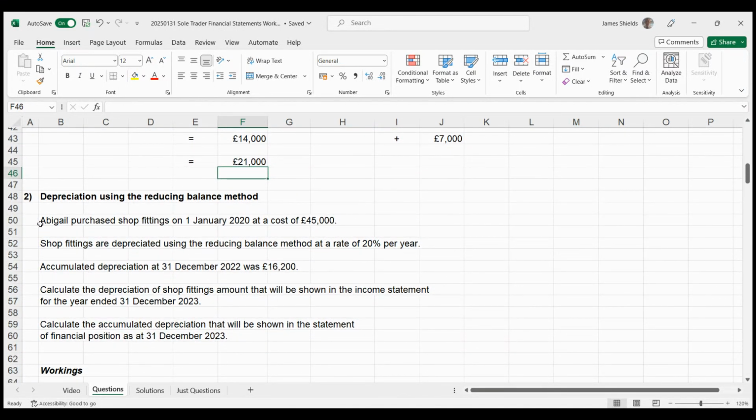So this time Abigail purchased shop fittings on the 1st of January 2020 at a cost of £45,000. Shop fittings are depreciated using the reducing balance method at a rate of 20% per year. Accumulated depreciation at the 31st December 2022 was £16,200. We've got to calculate the depreciation of shop fittings that will be shown in the income statement for the year ended at 31st December 2023, then calculate the accumulated depreciation that will be shown in the statement of financial position as at the 31st December 2023.